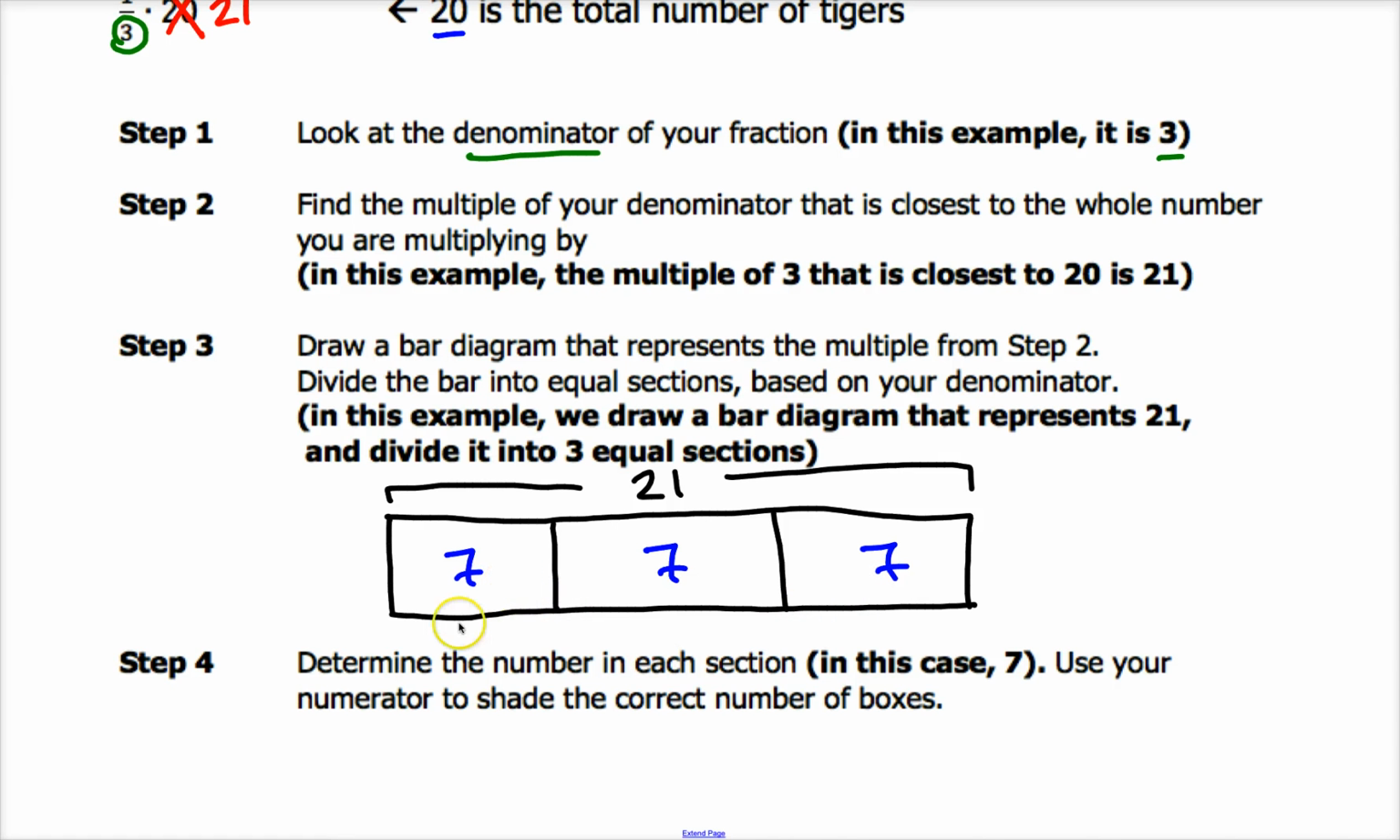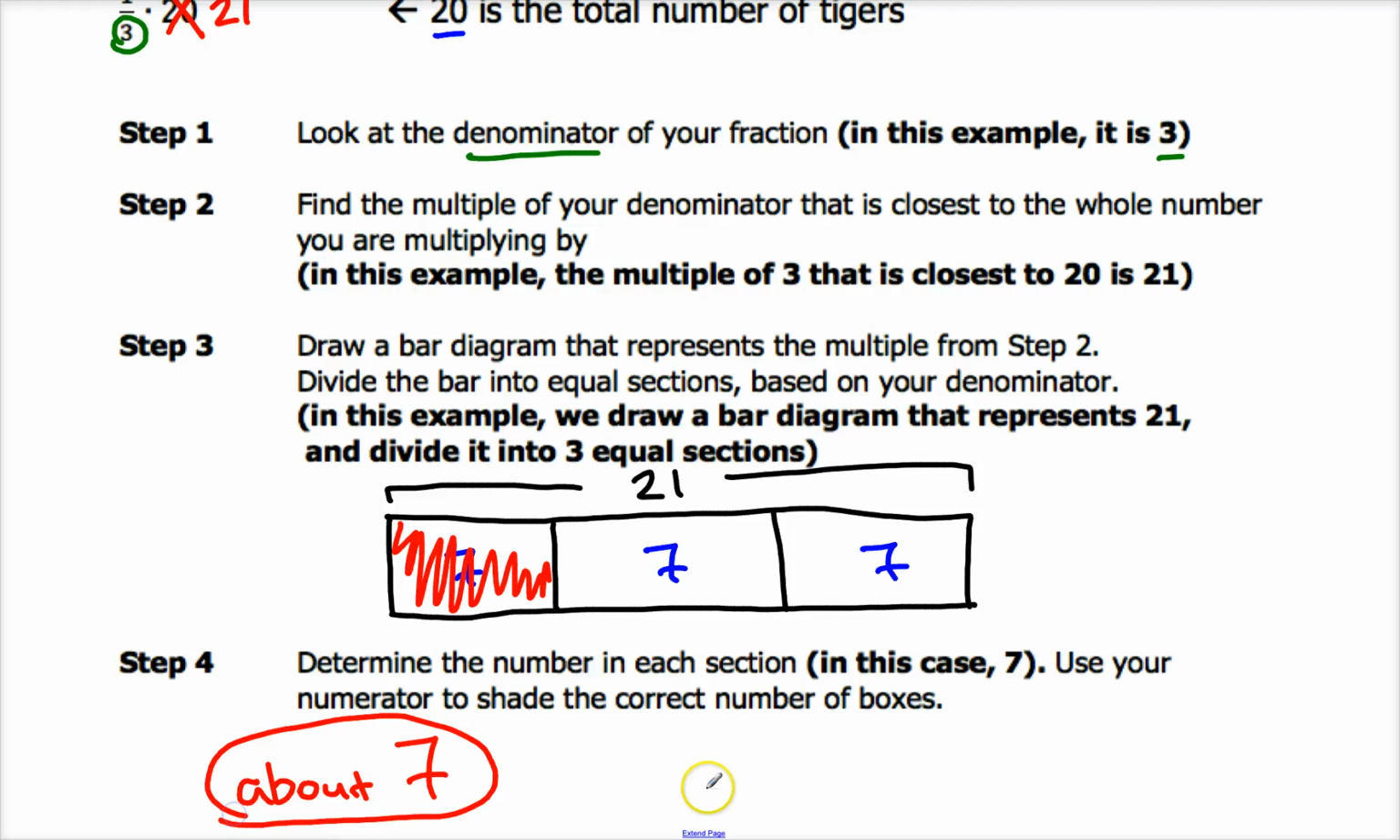So now, since we are supposed to be finding 1/3 of the number of tigers, I'm going to shade 1/3 of this bar. And that means I've shaded 7, okay, total tigers, you can imagine. Okay, 7 total tigers is what I've shaded here. So the estimate to my multiplication problem here, 1/3 times 20, is about 7. Okay, let's practice this some more, going on to the next few examples.